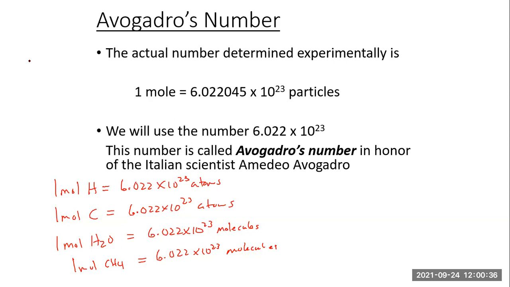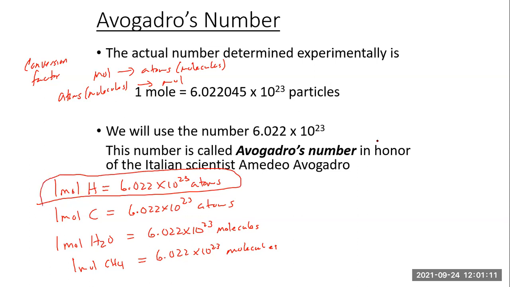Well, Avogadro's number is really a conversion factor to go from either moles to atoms or molecules, or if you have atoms or molecules, to go to moles. So we really use this as a conversion factor to go between those things. For example, if we took hydrogen here, that's an equality. And much like any equality, we could turn it into 2 conversion factors. 1 mole of hydrogen would be 6.022 times 10 to the 23 atoms, or 6.022 times 10 to the 23 atoms is 1 mole of hydrogen.